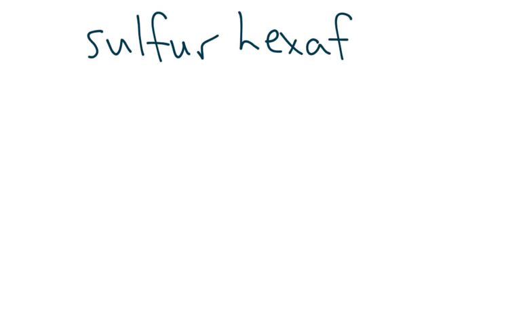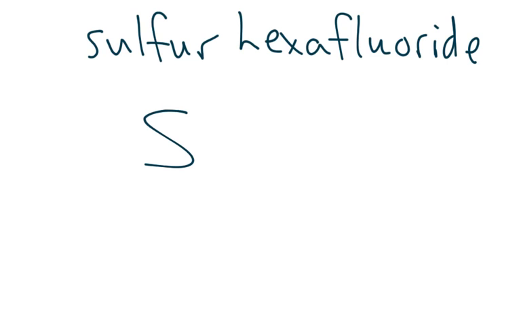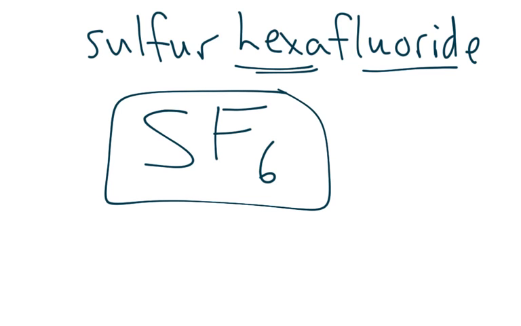Let's try here sulfur hexafluoride. So here, sulfur is S. There is no mono in front, so there's only 1 sulfur. Fluoride is fluorine. There's 6 of them. So we're going to put the symbol for fluorine and we're going to put a 6 here. Again, very straightforward. There is no reducing. There is no crisscrossing. These are not ionic compounds.